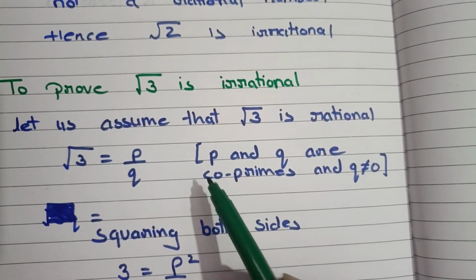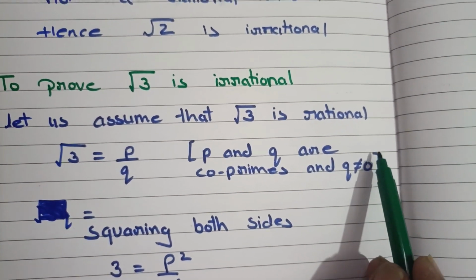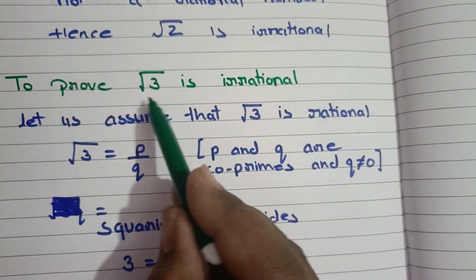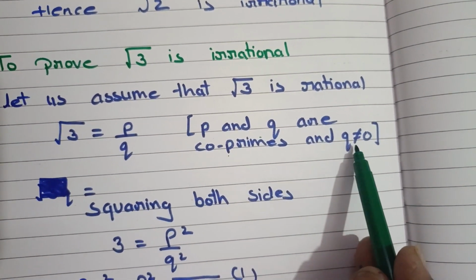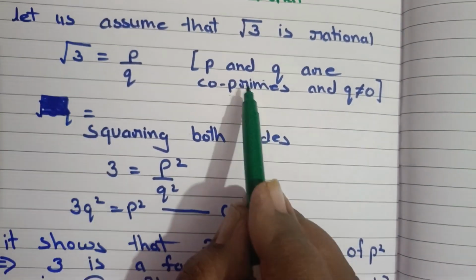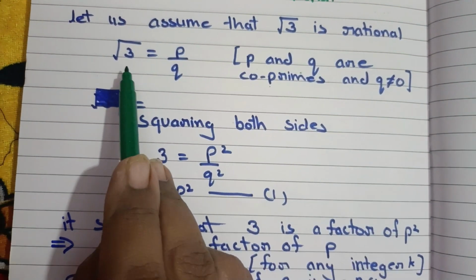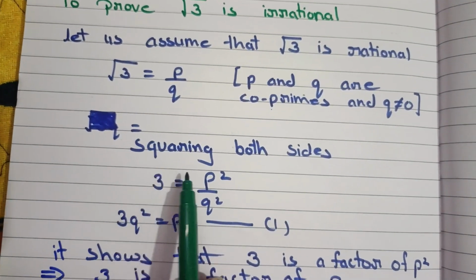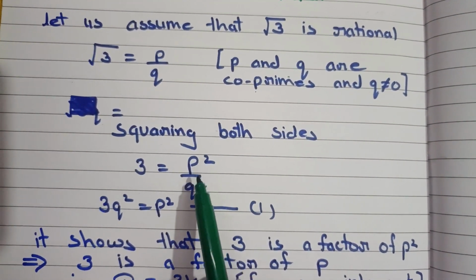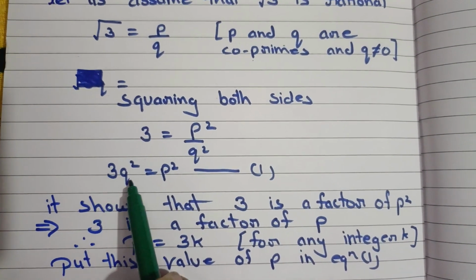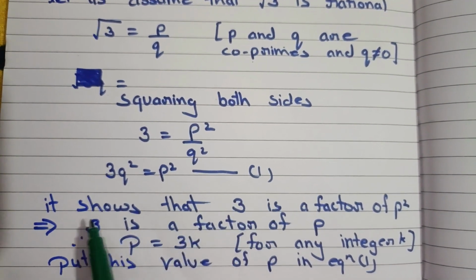This is the most important point to be written here, because without this point you are not supposed to prove this part. Okay, P and Q are co-primes and Q not equals to 0. Again, P and Q do not have any common factors. So let us start with squaring both sides. Same process we are doing. So we will get 3 is equals to P square upon Q square, or 3Q square is equals to P square. This is equation 1.